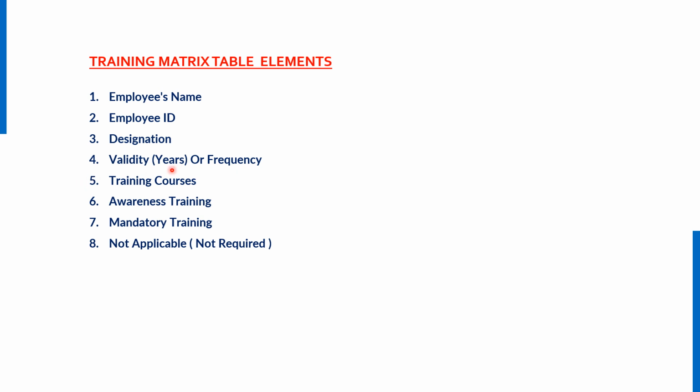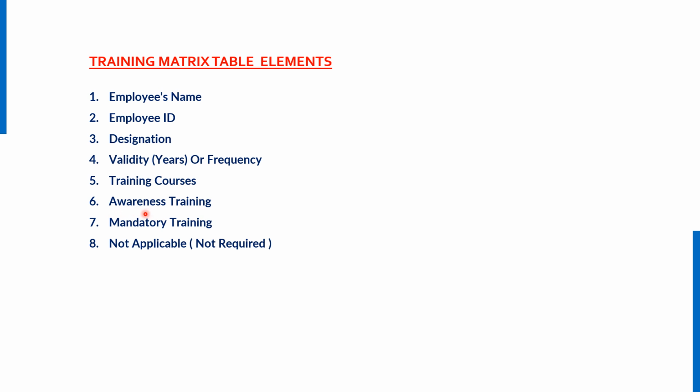What is the validity of that training? And the training courses, meaning what training is that? BOSIET is actually not maintained in the training matrix. For example, IADC rig pass, inspection, behavior based safety, LOTO, permit to work system, drops survey, inspection. These come under the training courses.